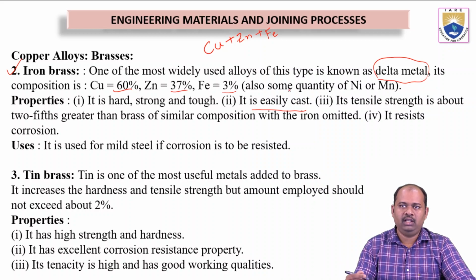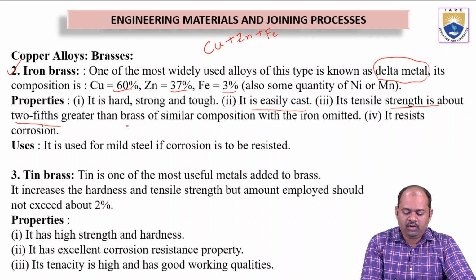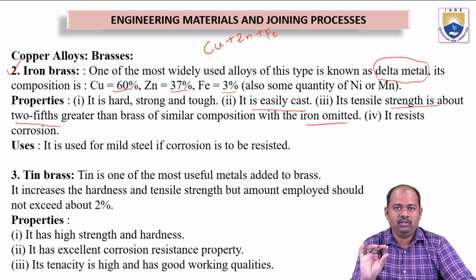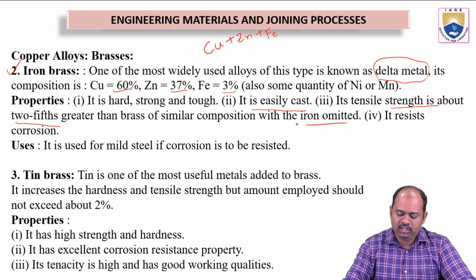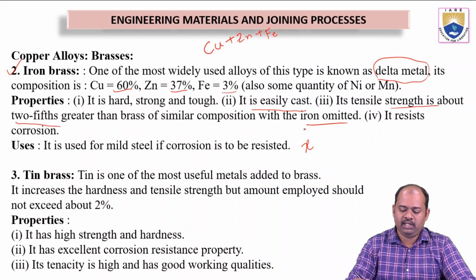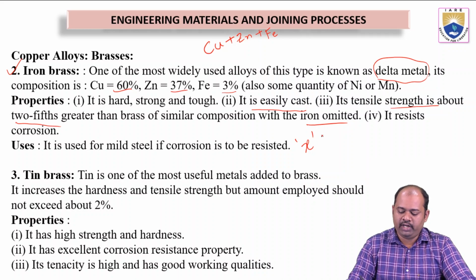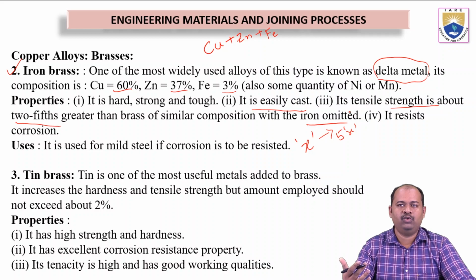this iron brass. And then its tensile strength is about 2/5 greater than brass of similar composition with iron omitted. So if we have normal copper mixed with zinc, and let us say the strength is about X, then the tensile strength of this is about 5 times compared to normal brass. So iron brass is 5 times stronger than normal brass.